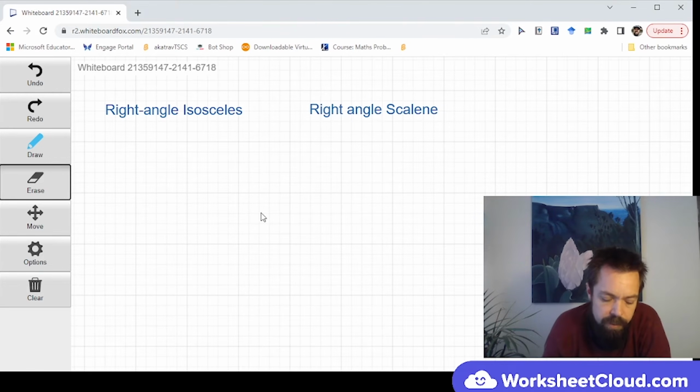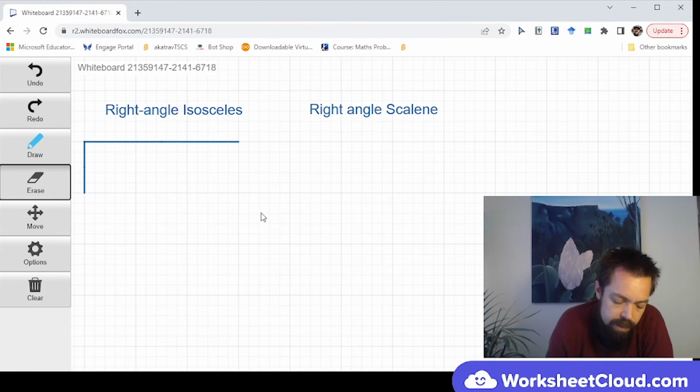Okay, so we got two names here. These are now combining the names. We've got a right-angled isosceles triangle, and we've got a right-angled scalene. All right, I'm going to draw my right-angled isosceles. No, not my right-angled isosceles.